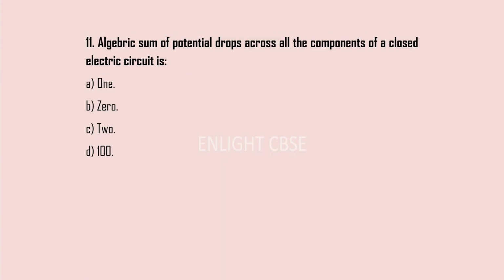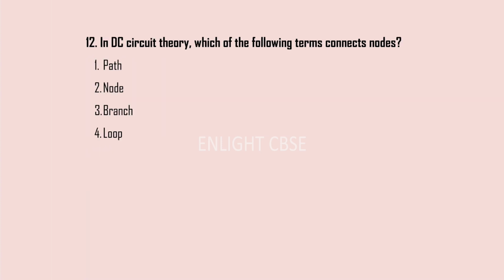Question 11. Algebraic sum of potential drops across all the components of a closed electric circuit is A. 1, B. 0, C. 2, D. 100. Answer: 0.